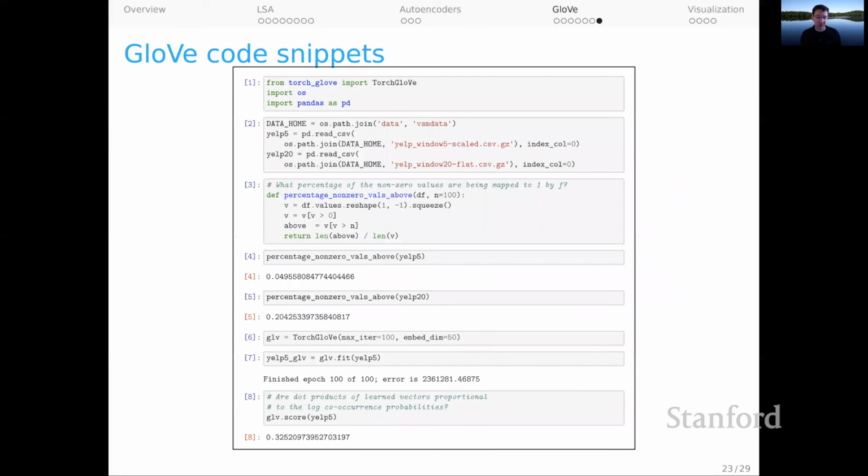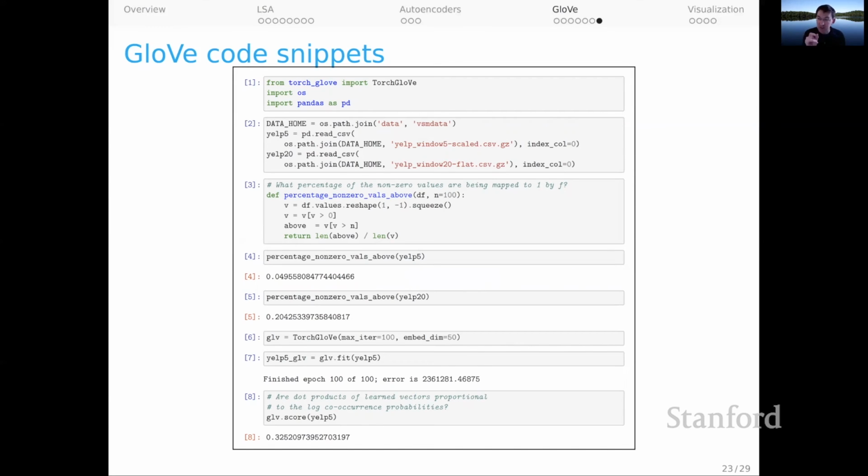And then here's a little bit of code, just showing you how you can work with these interfaces using our code base. The one thing I wanted to call out is that I'm trying to be careful. I have defined this function percentage non-zero values above, and you can set Xmax here and just feed in a matrix and study what percentage of the values in that matrix are going to get flattened out to 1 as a result of the Xmax that you've chosen.